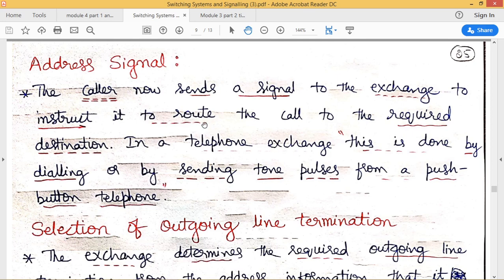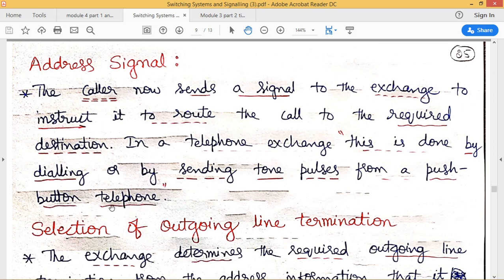Of course, the routing has to be made by the local exchange. So the caller now sends a signal for whom he wants to call. In a telephone exchange, this is done by dialing or by sending tone pulses. So the calling person can dial the phone number or the telephone number of the called party, or he can send tone pulses from a push button telephone.